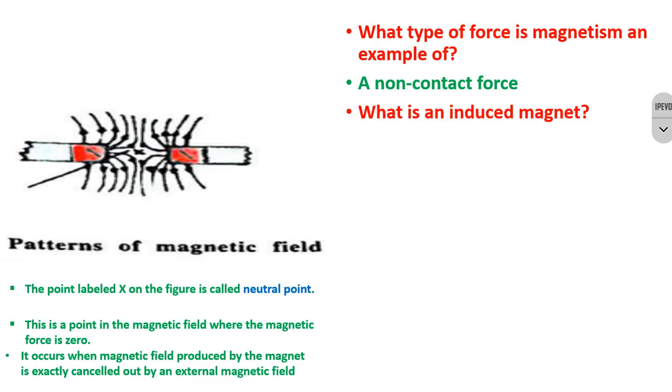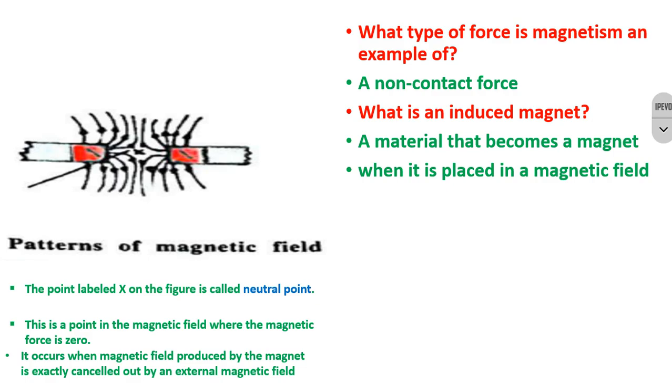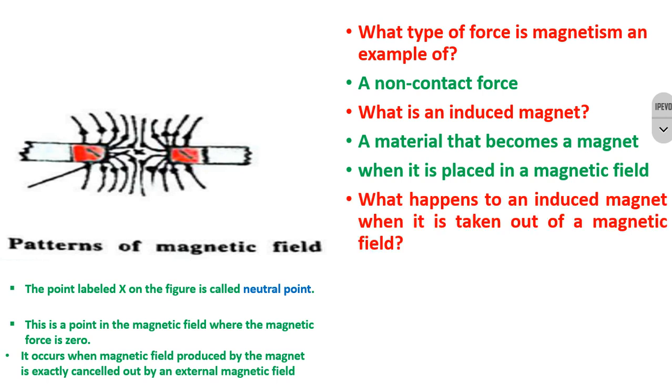Alright, this one says, what is an induced magnet? It is a material that becomes a magnet when it is placed in a magnetic field.